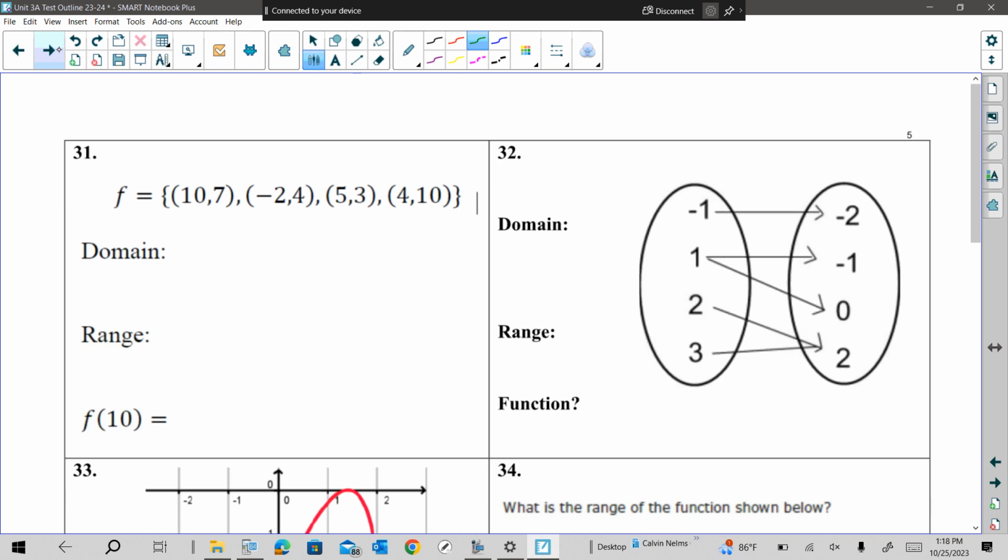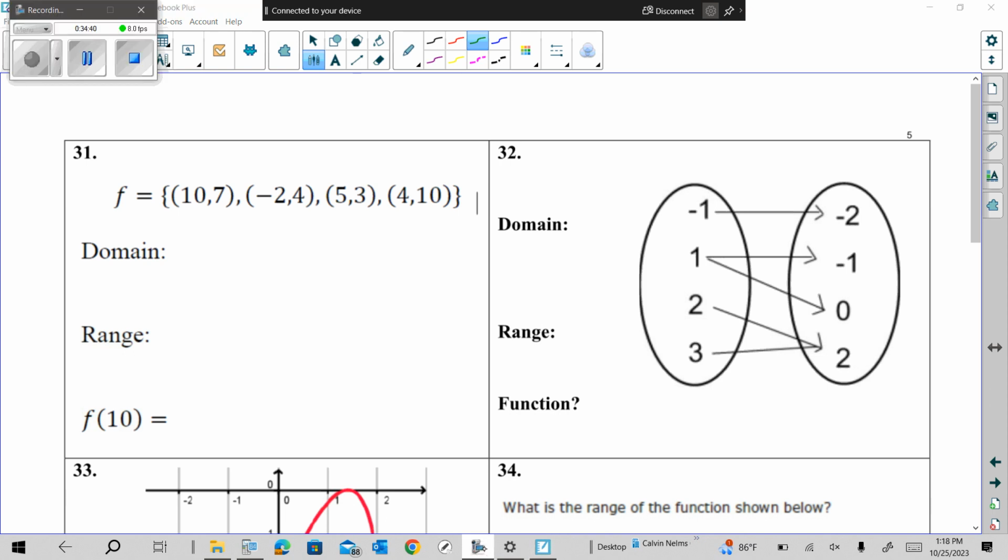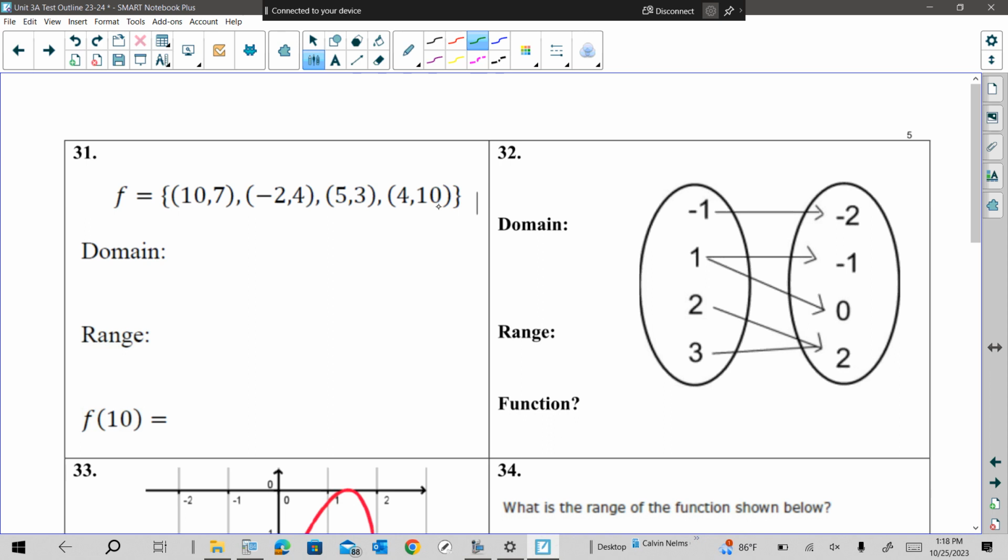31. All right, this is just set notation instead of ordered pairs. So out of the ordered pairs, you want to make sure you can give me the domain. That means we're looking at only the x coordinates. So make your brace. This should be 10, -2, 5, and 4 for the domain.